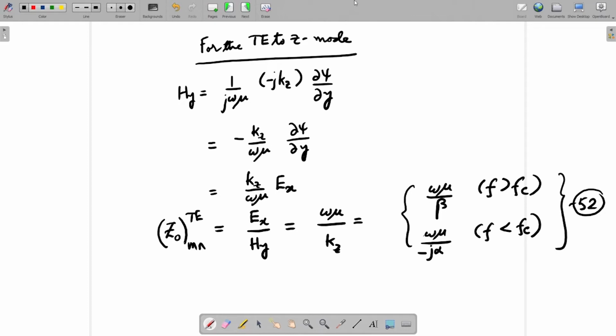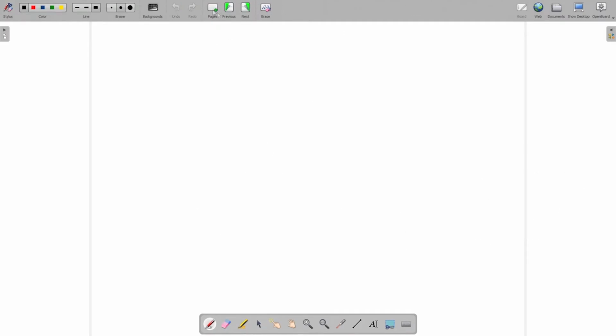So, similar to the previous case, we can also quickly write that if I consider the ratio between E y and H x instead of E x and H y, how does the definition of characteristic impedance change, or how is the expression for characteristic impedance altered.